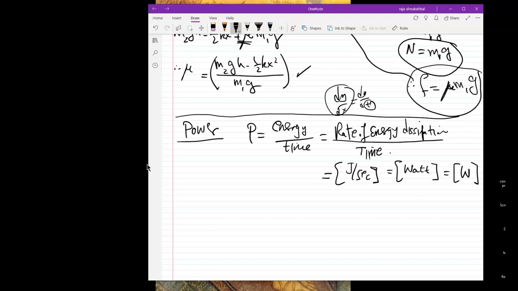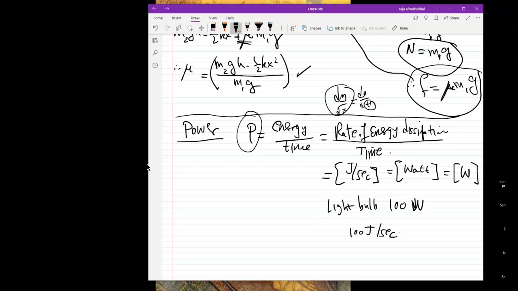Now, let's say you buy a light bulb of 100 watt. What does that mean? It means that this light bulb is giving off 100 joules of energy every second. That's the meaning of it. In other words, it's dissipating, it's consuming, the expenditure of energy. So that's the meaning of it.